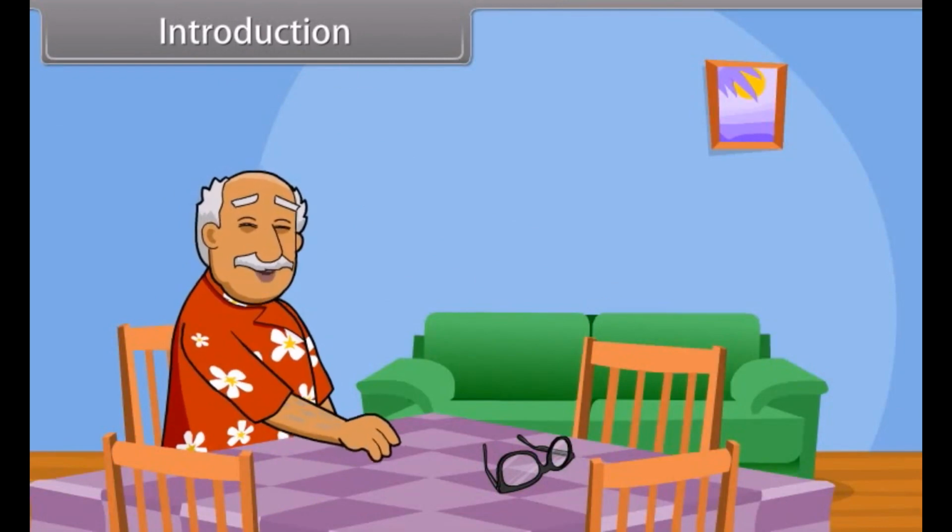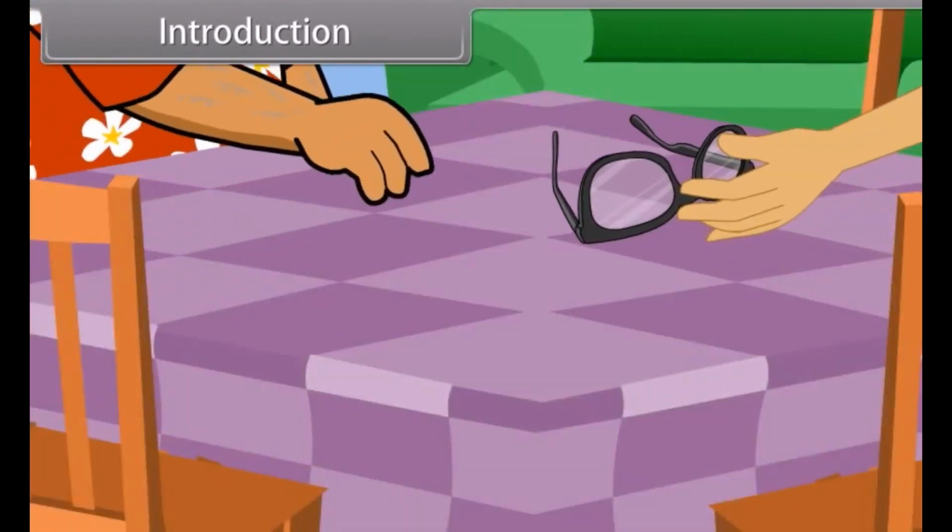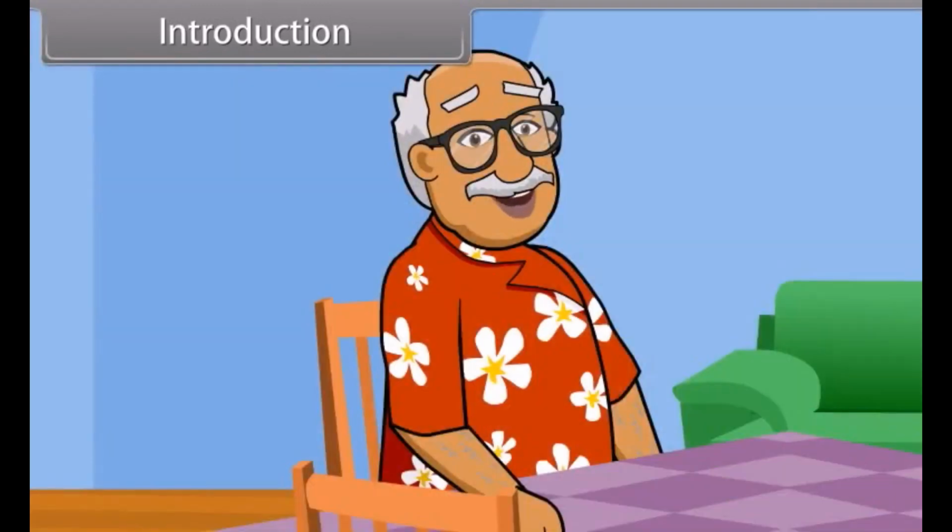Aditya, did you see my specs? I'm not able to see anything without them. Yes, Grandpa. Here they are. Now I can see. So how are you today?